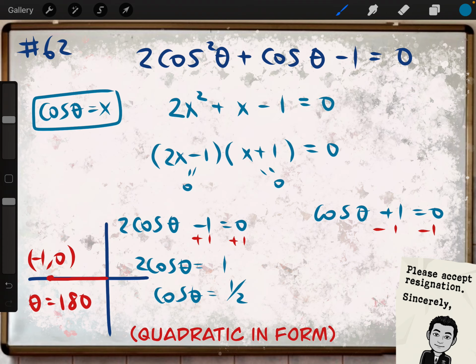The other one is going to be cosine theta equals -1. So for cosine theta equals -1, it's going to be just the one I'm showing you here. For that one, you're going to have theta equals pi. So that's going to be one of your answers.